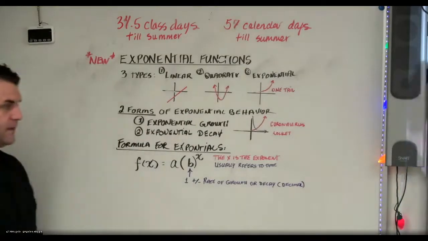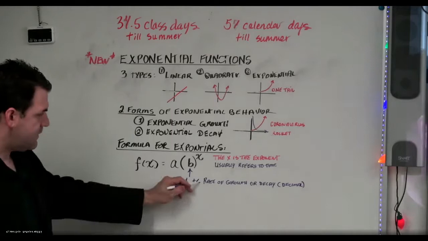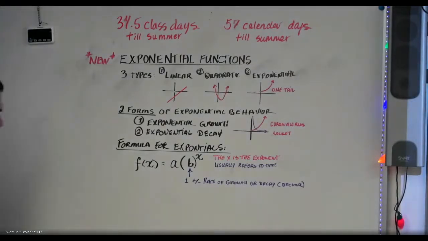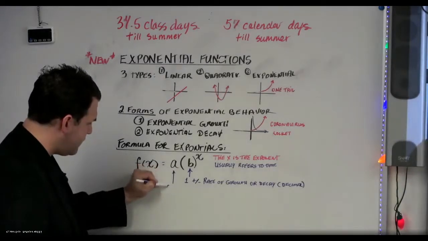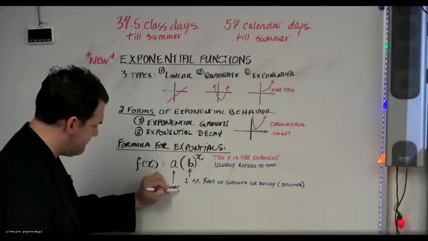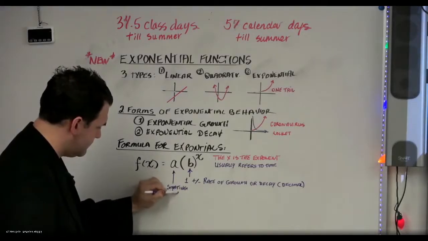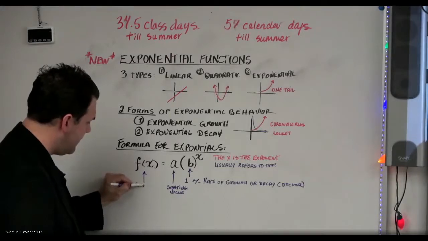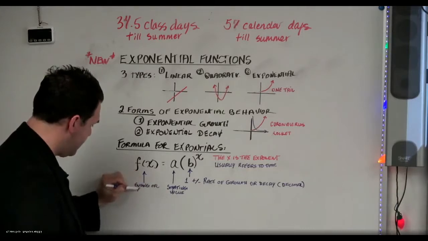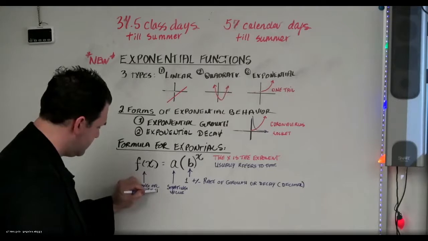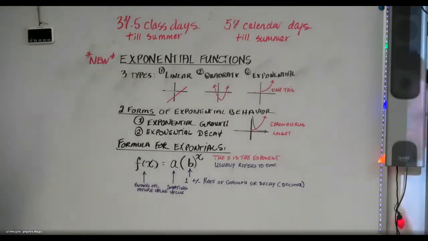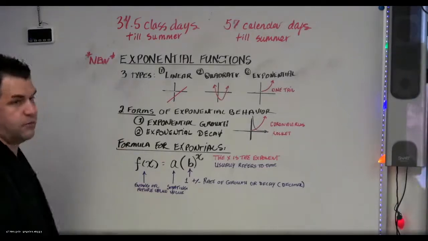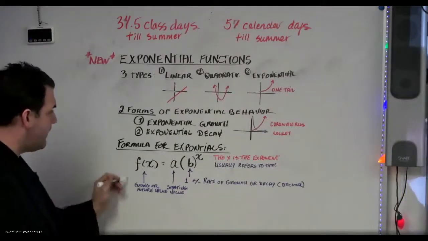A lot of this will become very clear when we start doing examples. It says 1 plus or minus the rate of growth or decay, and then I have decimal in parentheses. This a right here is the starting value. This f of x right here is the ending value. We'll call it ending or future value. So I want to jump right into an example with you so that this doesn't all stay just notes. We have the notes. So here's your example.